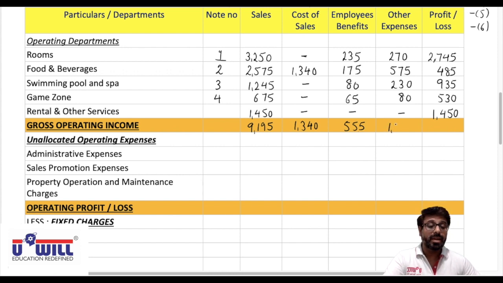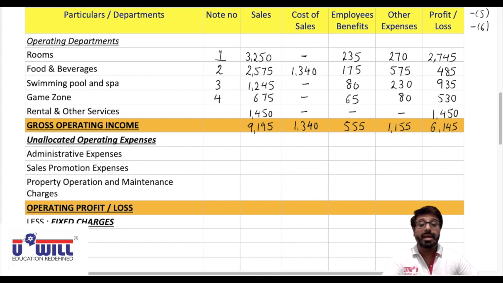And what is the total profit or loss, or gross operating income, of all the departments? 2745 plus 485 plus 935 plus 530 plus 1450, 6145. Or even if you do it as column 3, 9195, minus column 4, 1340, minus column 5, 555, minus column 6, 1155, then also you'll get the same amount, 6145.